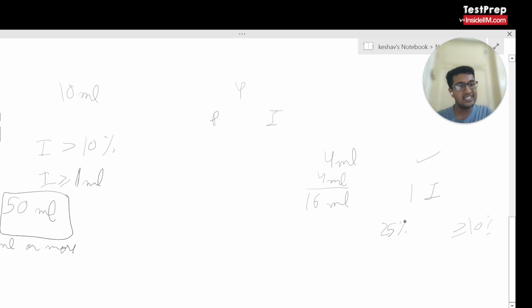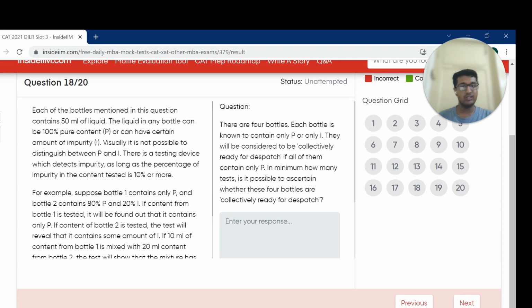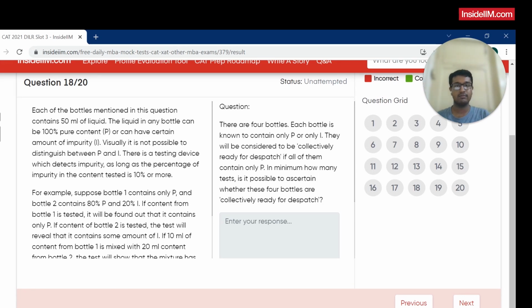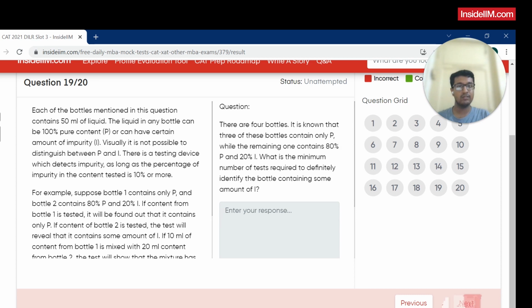So I can simply say with just one test, I can tell if the order is ready to be dispatched or not. Because only if all of them are pure is the order ready to dispatch, and that only comes when all of them are pure and I take equal quantity of each. Because even if there's one bottle of impurity, my answer will be 25% impure, and the test will show me negative. So just one test is needed for this. Okay, I hope this is clear.